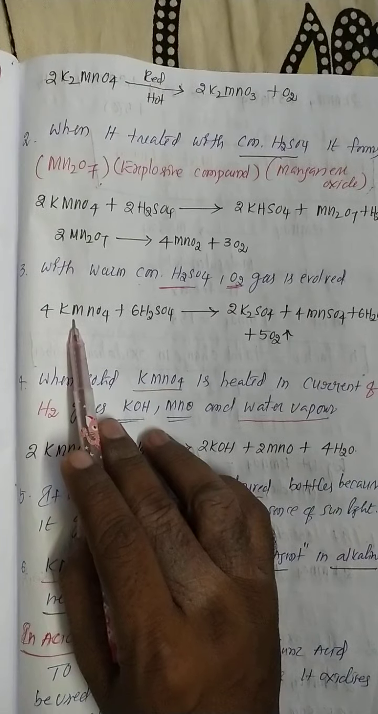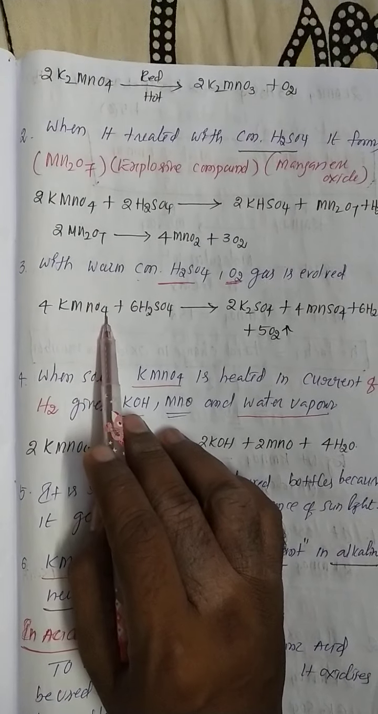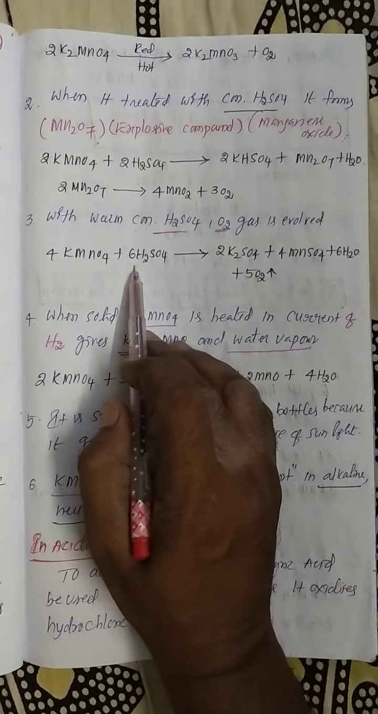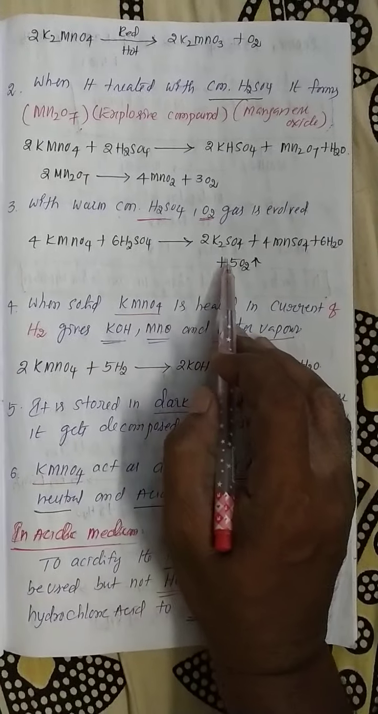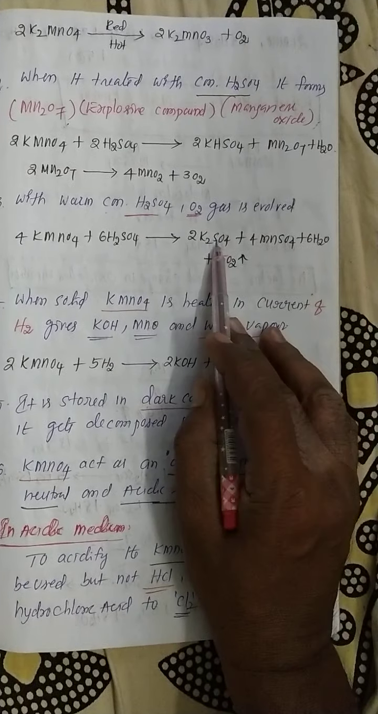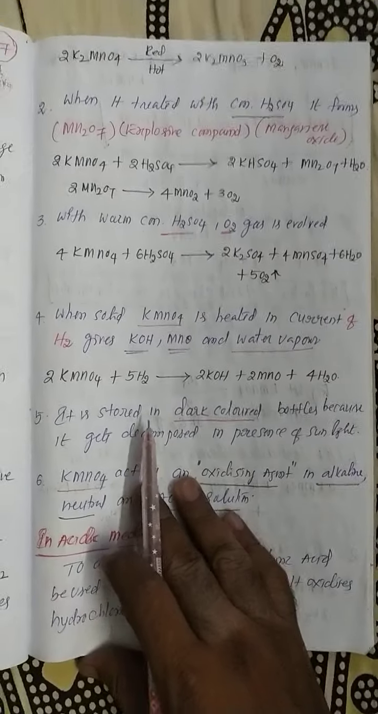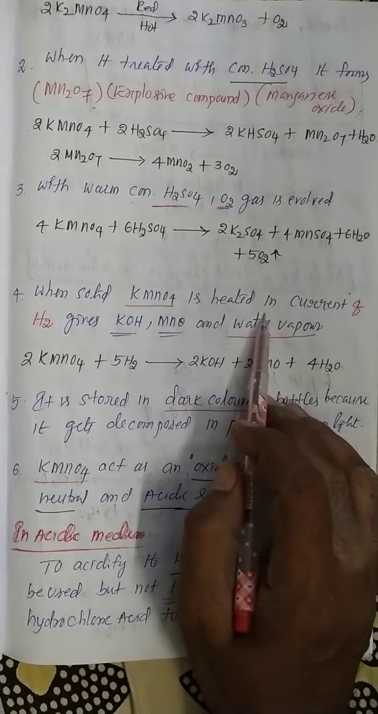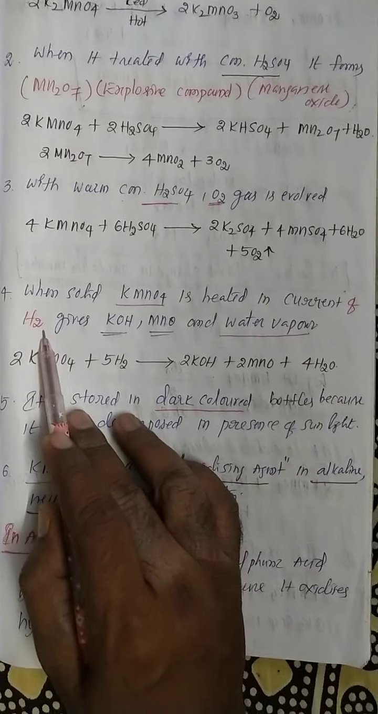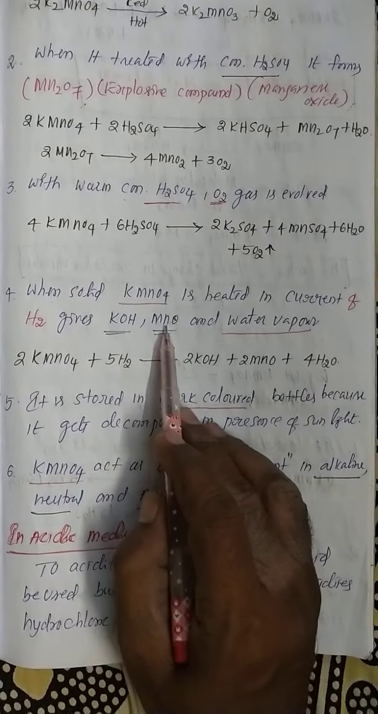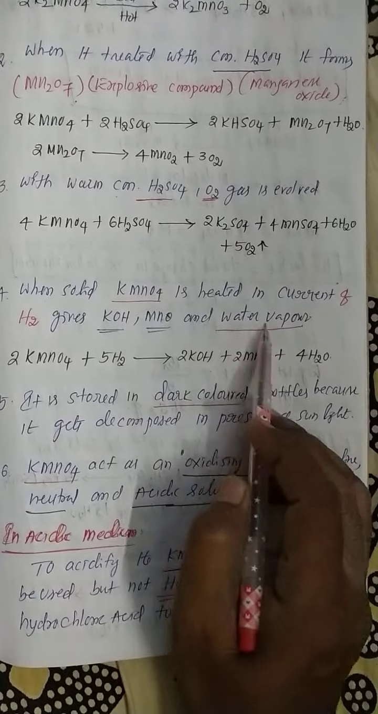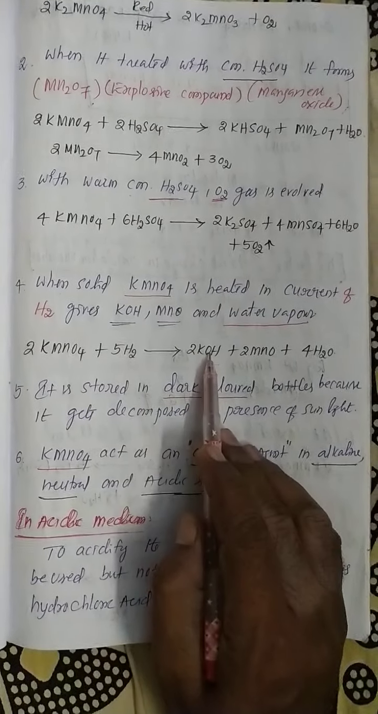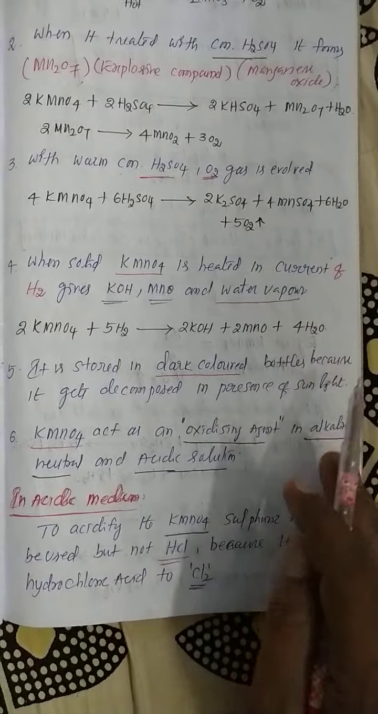See here, KMnO4, potassium permanganate, reacts with sulfuric acid to give MnSO4, 6H2O, potassium sulfate, and oxygen is released. Another, fourth point: when solid KMnO4 is heated in the presence of hydrogen gas, it gives KOH and MnO and water vapor. KMnO4 reacts with hydrogen to give KOH, MnO plus H2O.